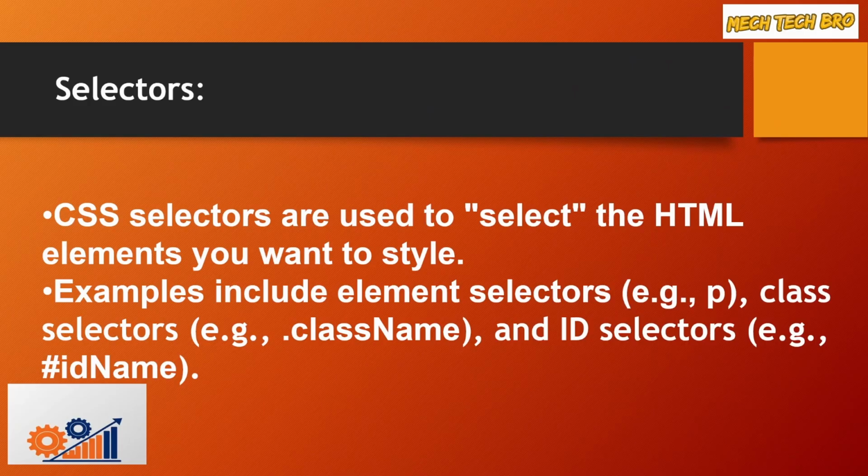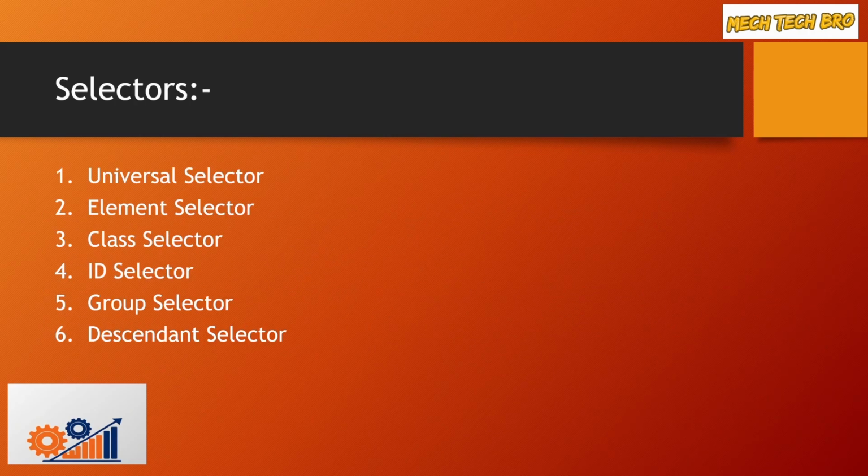Today's topic is about selectors. CSS selectors are used to select the HTML elements that you want to style. Don't worry, I will explain properly in Visual Studio Code by using different types of selectors. I will show you. These are the selectors which I am going to explain today.